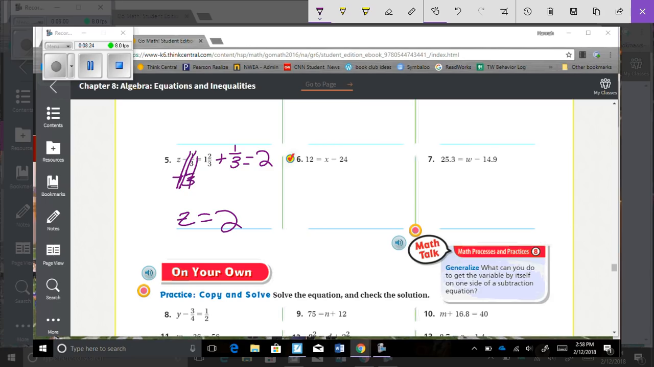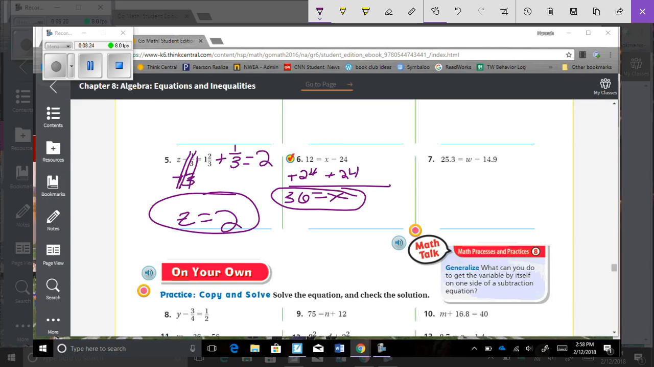We're going to do one more together, and then you're going to try number 7 alone. So 12 equals x minus 24. So add 24. So we have x equals 36.